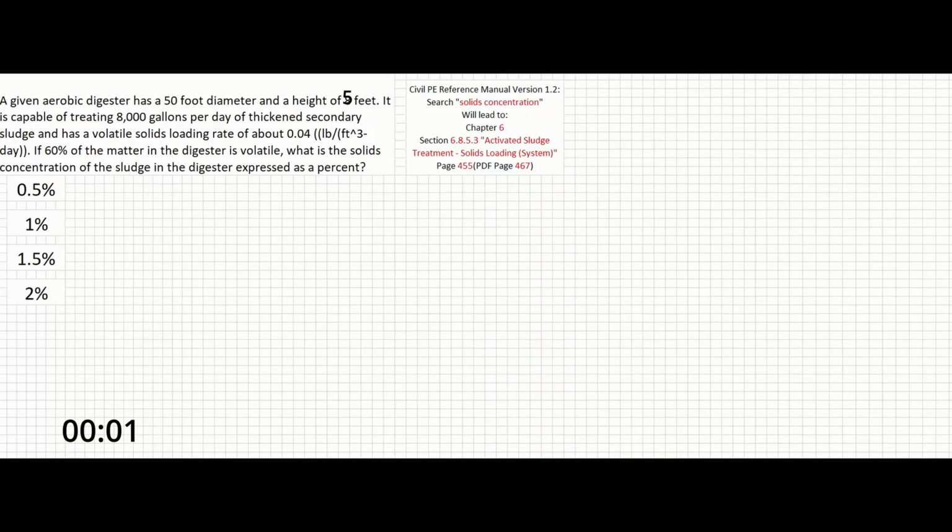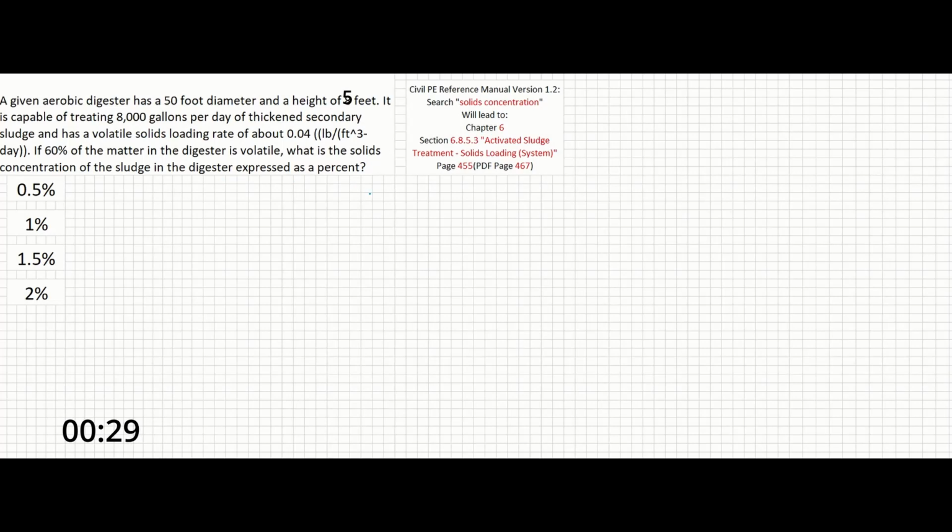In this problem, a given aerobic digester has a 50-foot diameter and a height of 8 feet. It is capable of treating 8,000 gallons per day of thickened secondary sludge and has a volatile solids loading rate of about 0.04 pounds per cubic feet day. If 60% of the matter in the digester is volatile, what is the solids concentration of the sludge in the digester expressed as a percent?